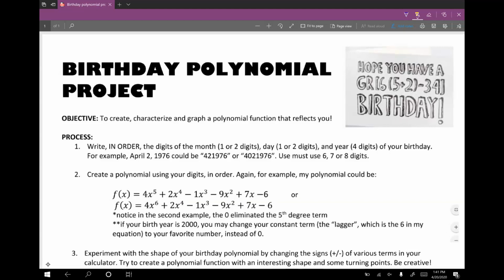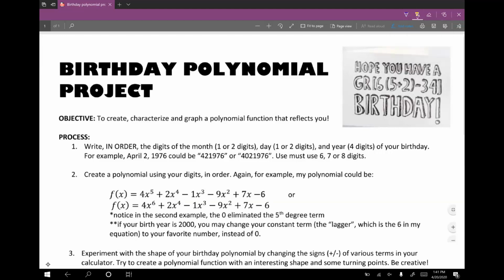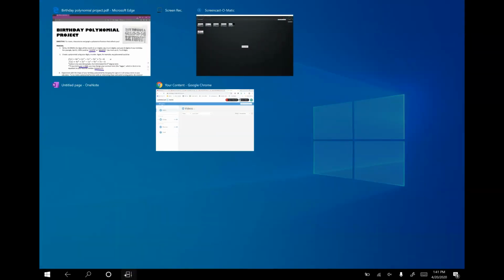But see, April 2nd's right here. April 2nd, you can either do 2 or you can do 0 2. So it shows you here's 4 2 1976, or here's 4 0 2 1976. You can choose. Now if your birthday is in year 2000, I'm going to show you what to do, because you don't want to end your constant on a 0. We're going to have a different number for your constant term. Alright, so let's go do mine.